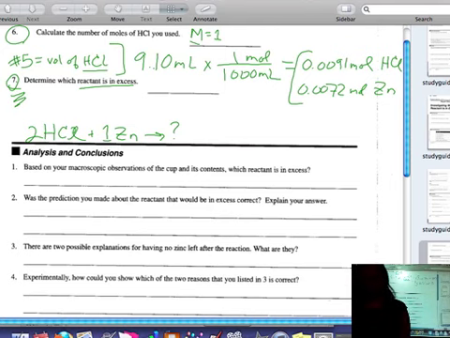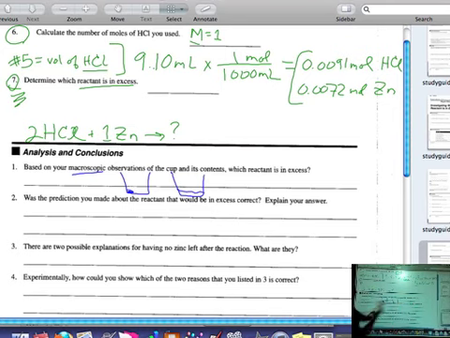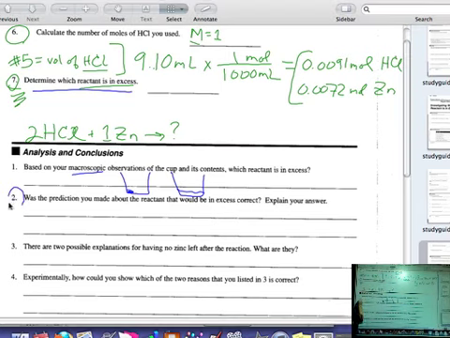So moving on to the analysis and conclusion questions, there's only 4 questions left in this little review here. Question number 1, I'm going to change colors. Question number 1 is macroscopic observations of the cup. Based on what you looked at and what you saw in the cup, was there like a little chunk of zinc left? Was there a little bit of liquid and no zinc? Go by what you saw and tell me what reactant is in excess. Okay, so then, determine which reactant is in excess. Circle this already. Was that prediction you made correct?